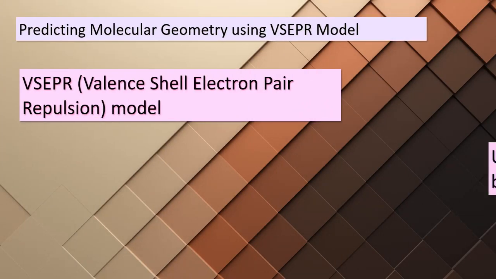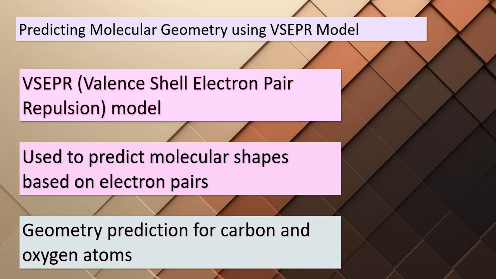Hello, dear students. Today, we're delving into the realm of molecular geometry, using a tool known as the VSEPR model. VSEPR, which stands for valence shell electron pair repulsion, is a fascinating concept that helps us predict the shapes of molecules. Imagine electron pairs as tiny magnets that either attract or repel each other. This interaction determines the overall geometry of a molecule.